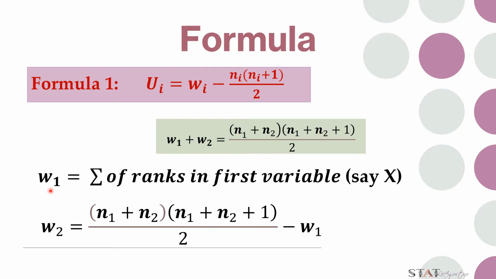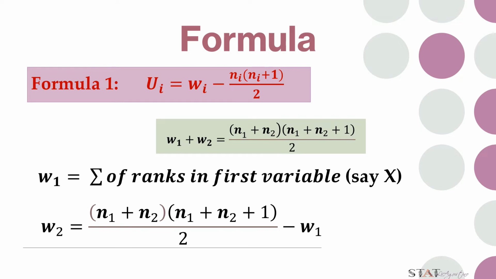When we compute, W1 is equal to the summation of ranks in the first variable, let's say X. And for the Wilcoxon value 2, W2 is equal to N1 plus N2, multiplied by N1 plus N2 plus 1, divided by 2, minus W1. So we have taken W1 already as the summation of ranks in the first variable.